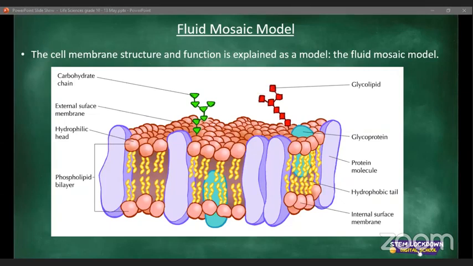So this is the structure of the fluid mosaic model, which denotes the structure of the cell membrane. So the fluid mosaic model denotes the structure of the cell membrane. You can explain it using this model.